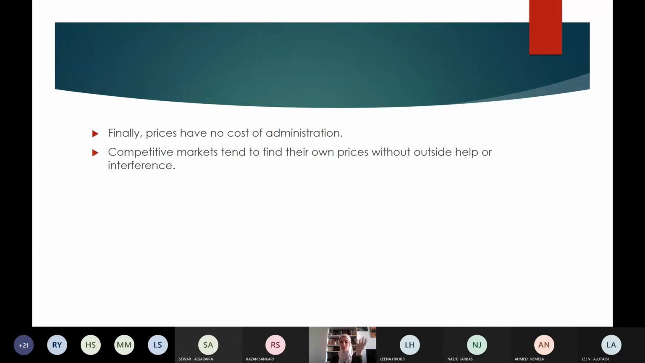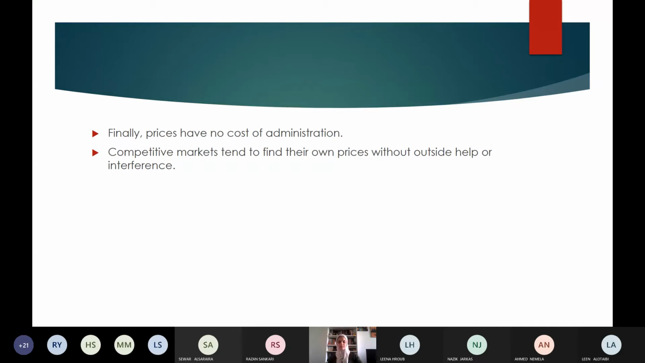Okay? Prices have no cost of administration. What does it mean? It means that there is no one responsible for the whole world to tell you this costs this. No, you go to the market and you see the prices. You are the one who controls your life. I go to Al-Atim. No, Al-Atim is very expensive. I'll go to Hypervanda. So I am the one who decides.